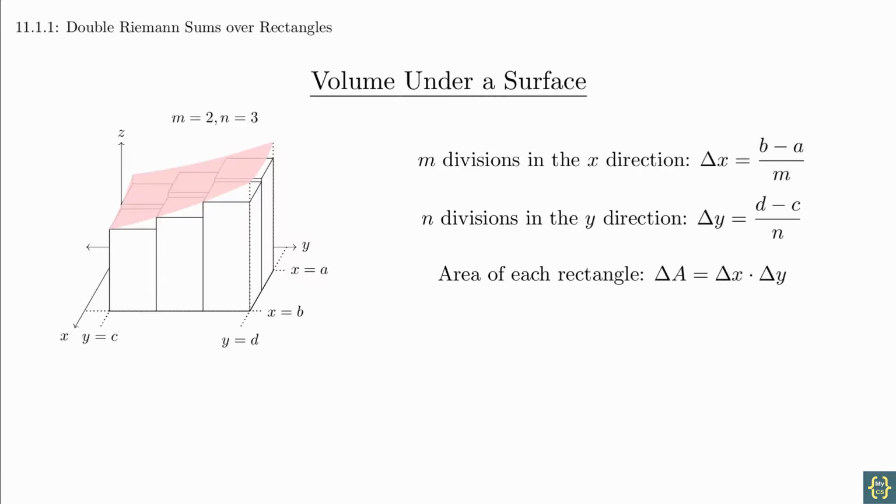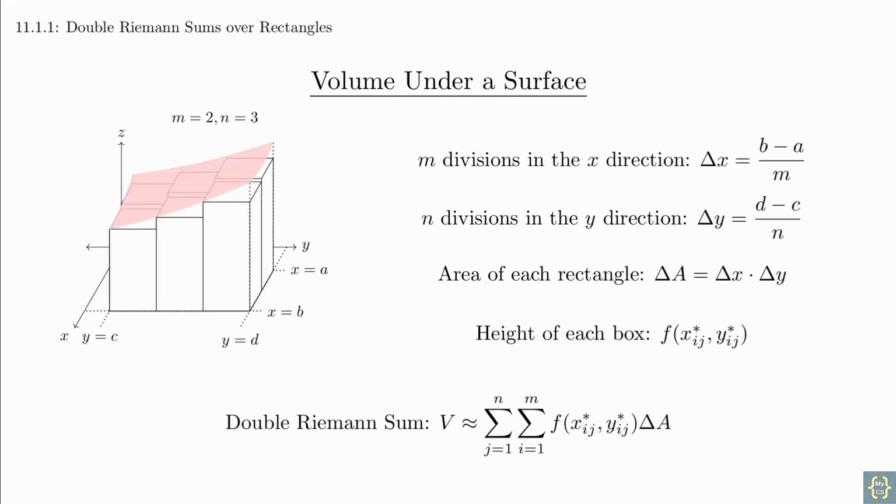If we extend this up into 3 dimensions, we get a box. The height of the box depends on the point in the region you want to use. Some common choices are the corners and the midpoint. Whatever point is chosen, we will denote it as x sub ij star, y sub ij star. The ij pair gives us the location of the specific rectangle. Once we've picked these points, we can then calculate the volume of the boxes and add them up. This gives us a double sum called a double Riemann sum. This is what we use to approximate the volume under the surface.